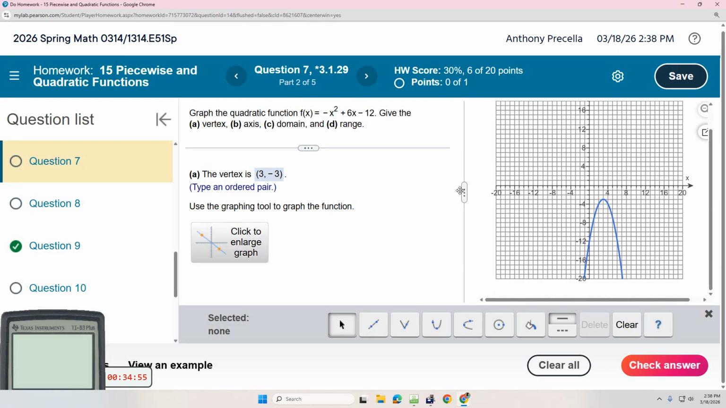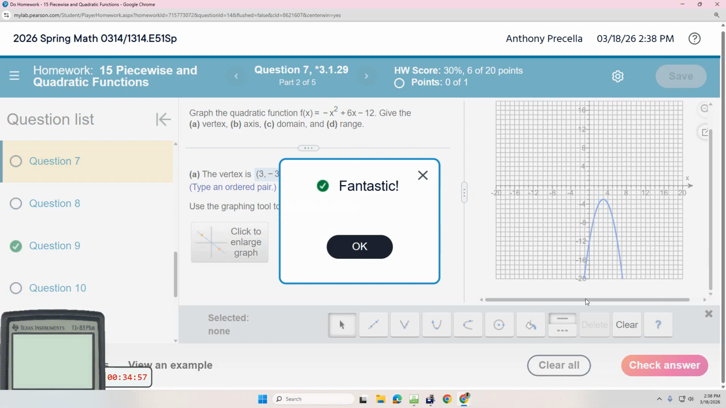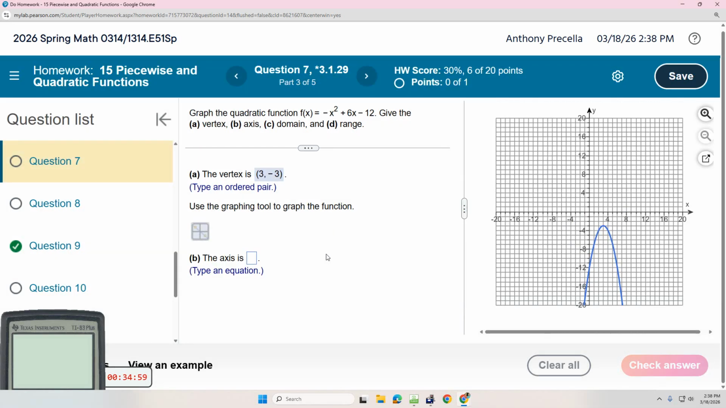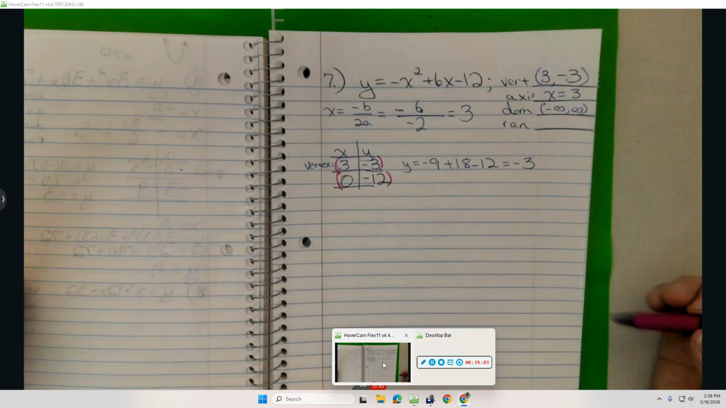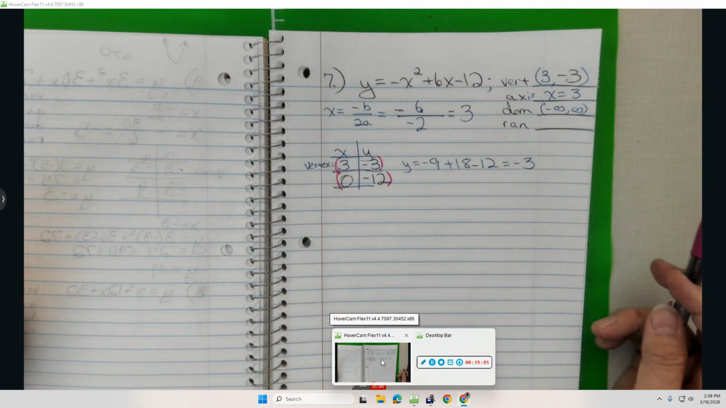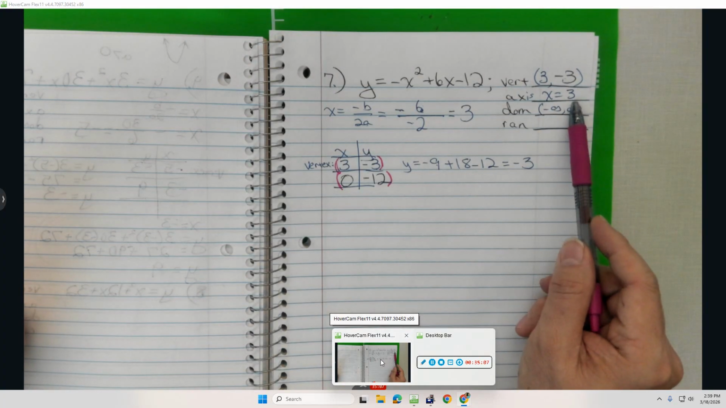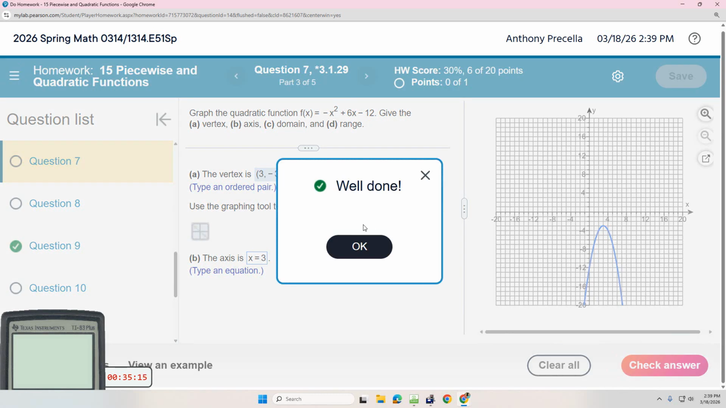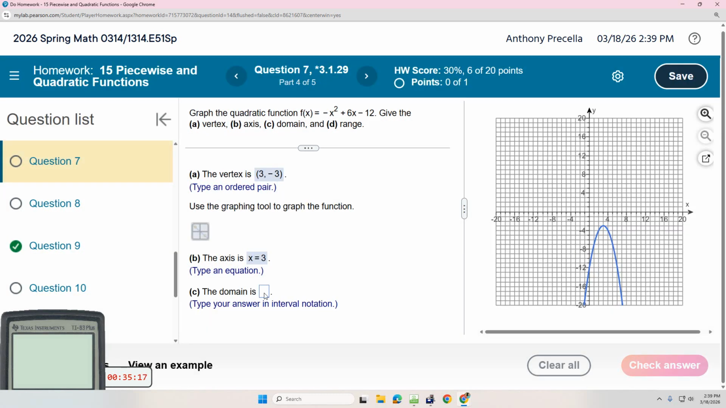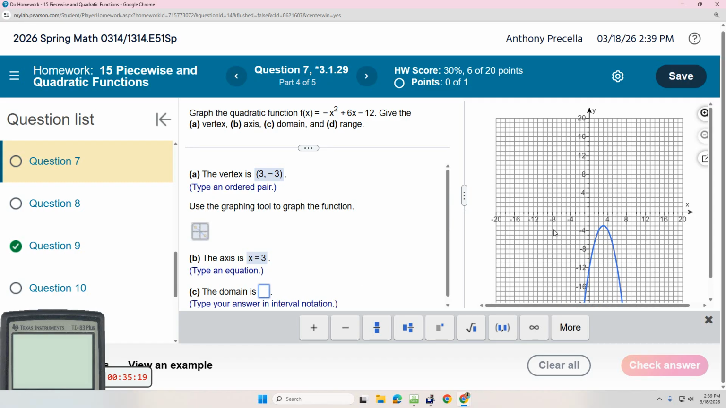Check answer. And the axis. We know the axis. Type an equation. It's x equals 3. The axis uses the x coordinate of the vertex. The domain we know is negative infinity to positive infinity.